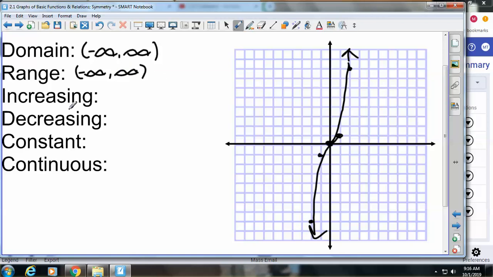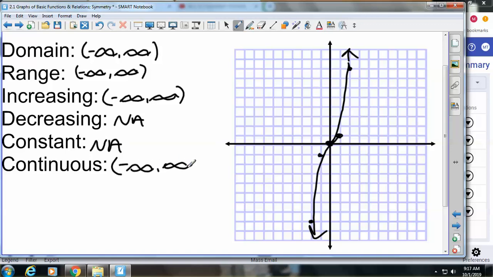Okay, as I go from left to right, what is this function doing? Increasing. Left to right, it is going up the entire time. So this is increasing. Is it ever decreasing? No. Ever constant? No. Where is it continuous? Continuous the whole time. Okay.